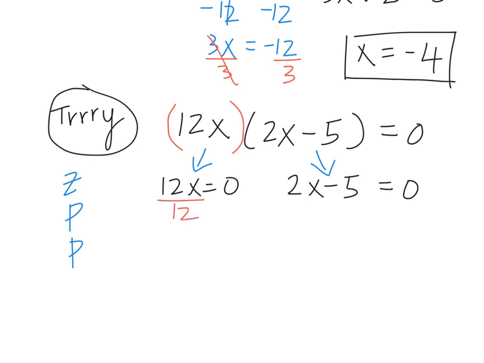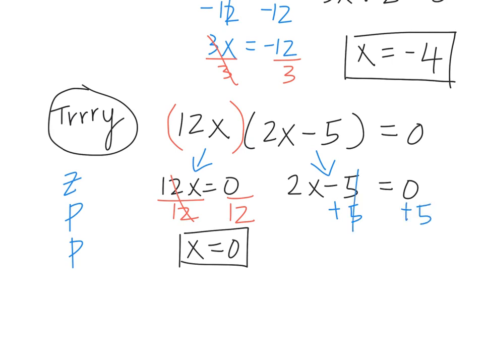For the first equation, you would divide by 12. And 0 divided by anything is 0. You need that. Okay, and on the right-hand side, you're going to do some math, but that's not challenging to you at all. So let's just add 5 to both sides. You get 2x is equal to 5. And then you divide.